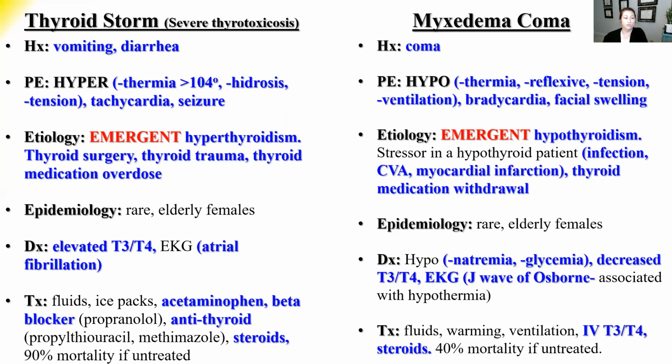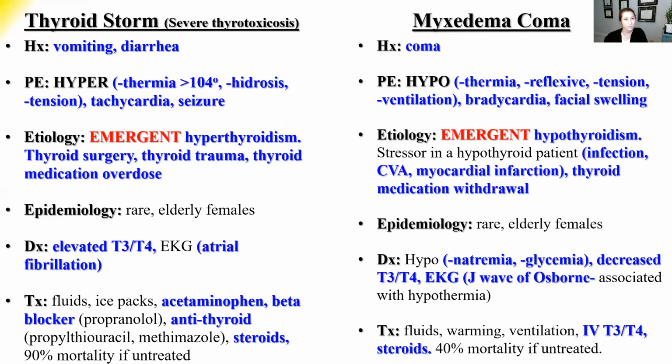And this can be due to thyroid surgery, where they mess with the thyroid, you get this massive release of T3, T4, or thyroid trauma. Sometimes you can see this if somebody has been strangled, they can get this release of T3, T4 because you're compressing that area. Thyroid medication overdose. If somebody's trying to take this as a weight loss mechanism and they take too much, this can cause a thyroid storm. This is very rare typically, and it's usually in elderly females for both of these disorders here.